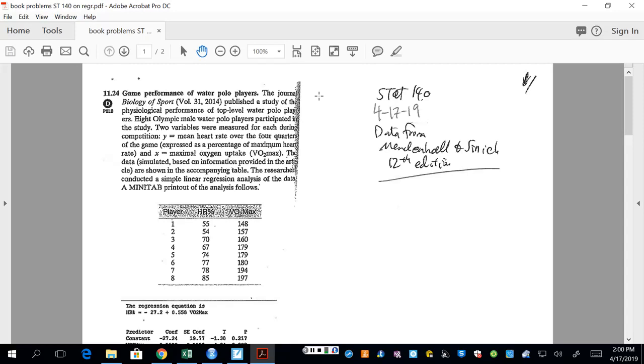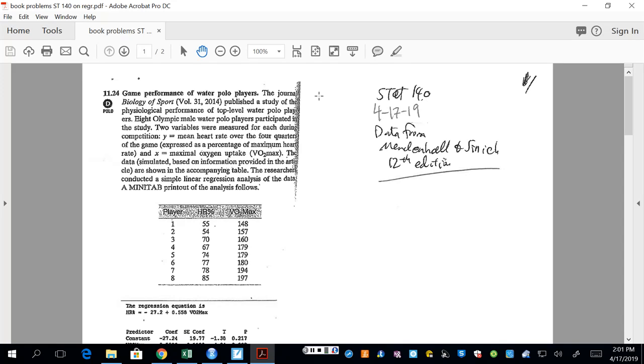So here's a problem. Mendenhall and Sincich is another introductory statistics book. It has this problem from the Journal of Biology on sport. So they took 8 high-level Olympic male water polo players, and they studied things relating heart rate to oxygen uptake. Right? And one set of measurements was a heart rate percentage. So during 8 different quarters, what was the mean heart rate over 4 quarters of the game. Maybe they had monitors on them.